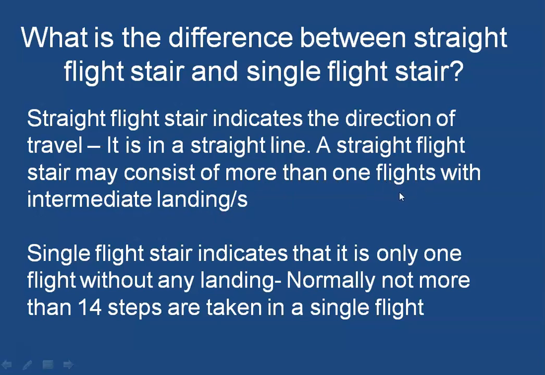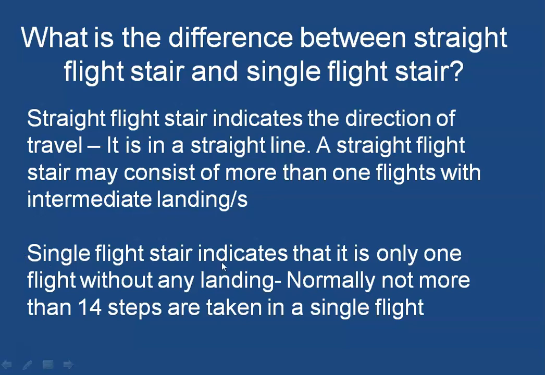So what is a flight? A flight is a series of steps without any discontinuity in between. So in this case, it may consist of one flight or of more number of flights with intermediate landings in between. While a single flight stair would mean that there is only one flight of stairs without any landing in between. So single flight stair indicates that there is only one flight without any landing.